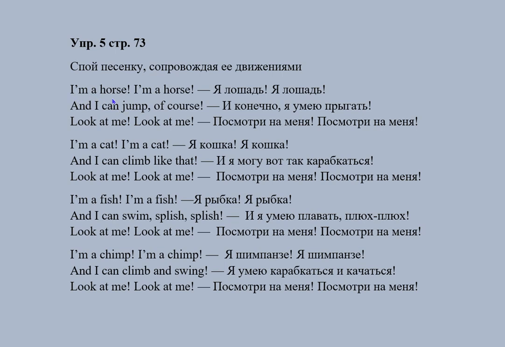Repeat after me. I am a horse. I am a horse. And I can jump, of course. Look at me. I am a cat. And I can climb like that. Look at me. I'm a fish. And I can swim, splish, splish. Look at me. I'm a chimp. And I can climb and swing. Look at me.